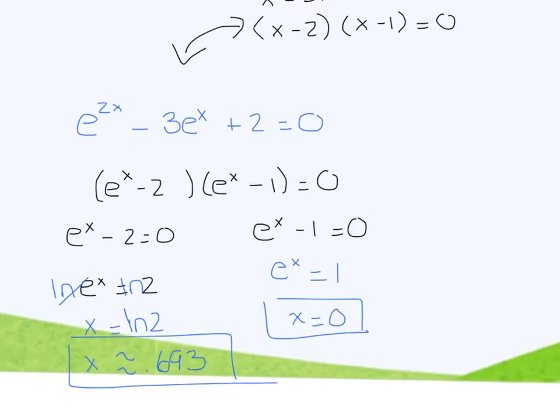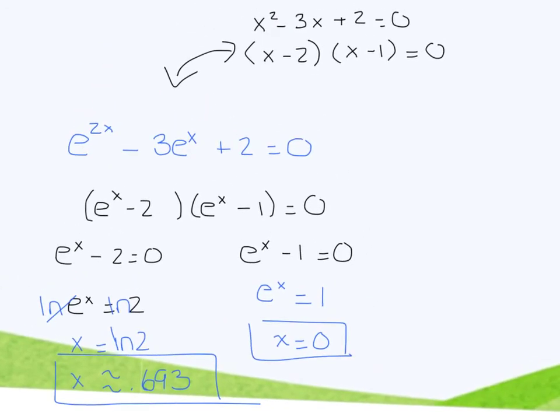So whenever you see anything that looks like this, I think it's always easier to think in terms of a trinomial that you can factor, and then just substitute e to the power of x, because that's where your variable is. Okay? And don't forget to check your solutions in your original.